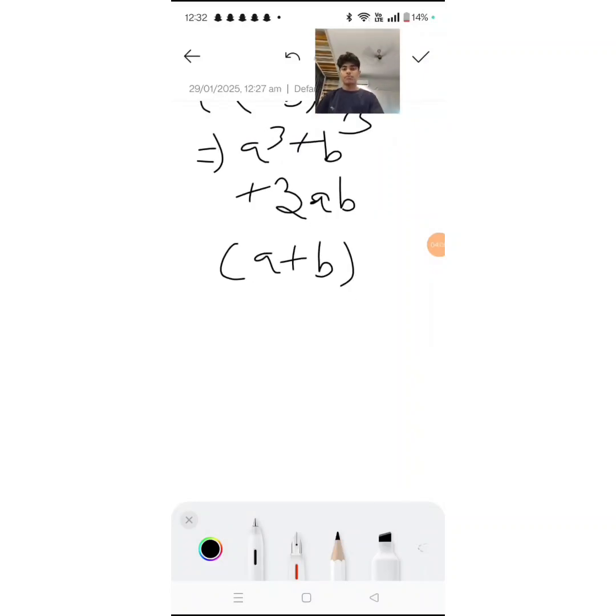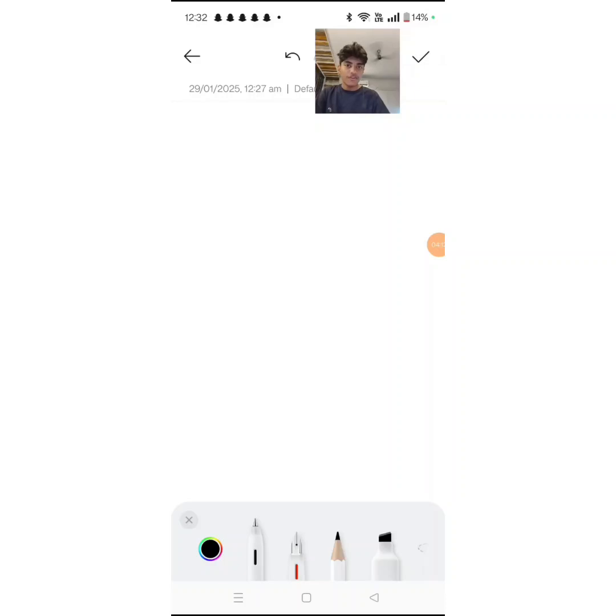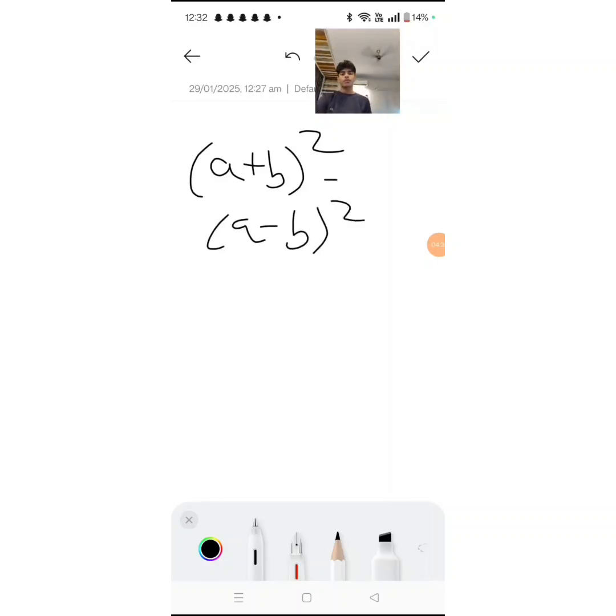Next, I have an identity that you would not have really used last year, but this year you're going to use it a lot. It is a plus b the whole square minus a minus b the whole square. So this is basically difference of squares. However, instead of actually splitting it and solving it, you can just say 4ab. So a plus b the whole square minus a minus b the whole square is just 4ab.